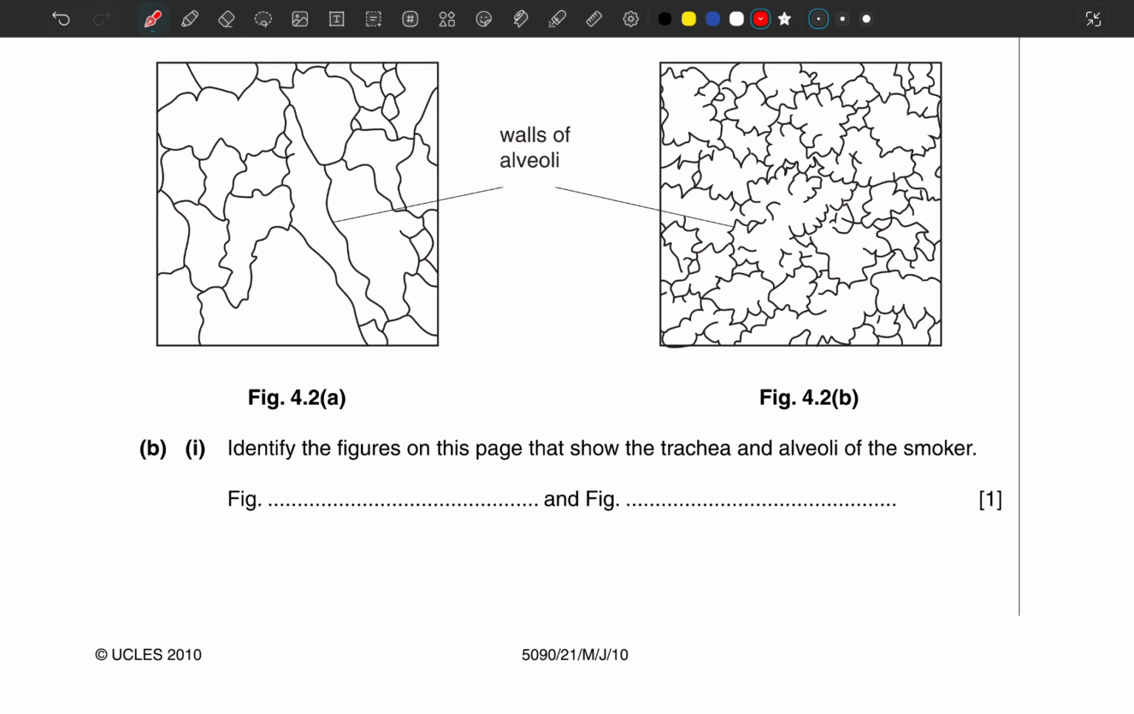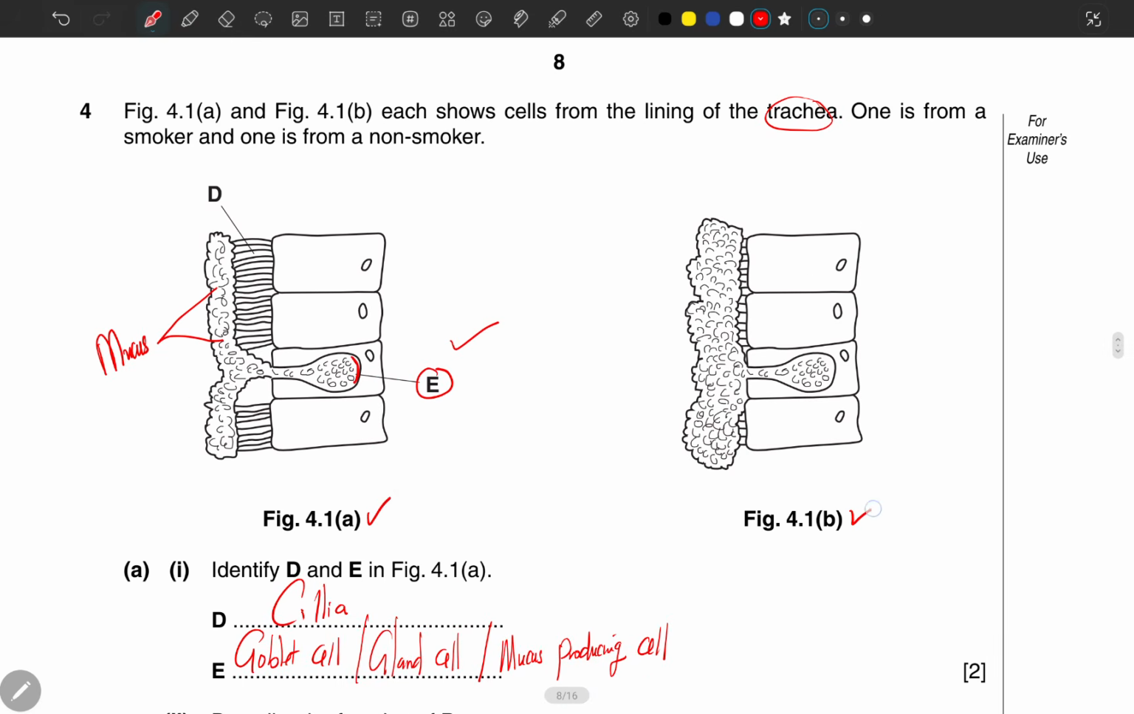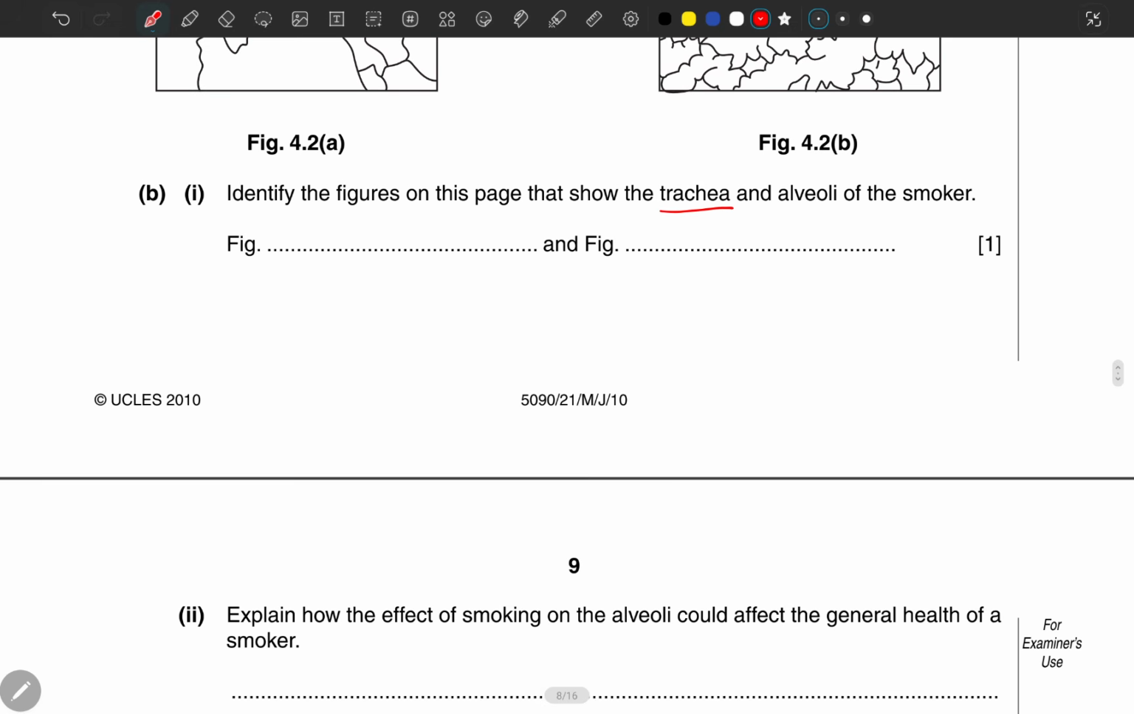Identify the figures on this page that show the trachea and the alveoli of the smoker. Which one here is a smoker? Let's start with the trachea. Between this figure and that figure, which one is coming from a smoker? This one. Just look at how much mucus is being produced. These are people who cough everywhere. Why are they producing too much mucus? This is mucus because it's a lot. So figure 4.1b is coming from a smoker as a trachea, because we follow the order. So it's figure 4.1b.